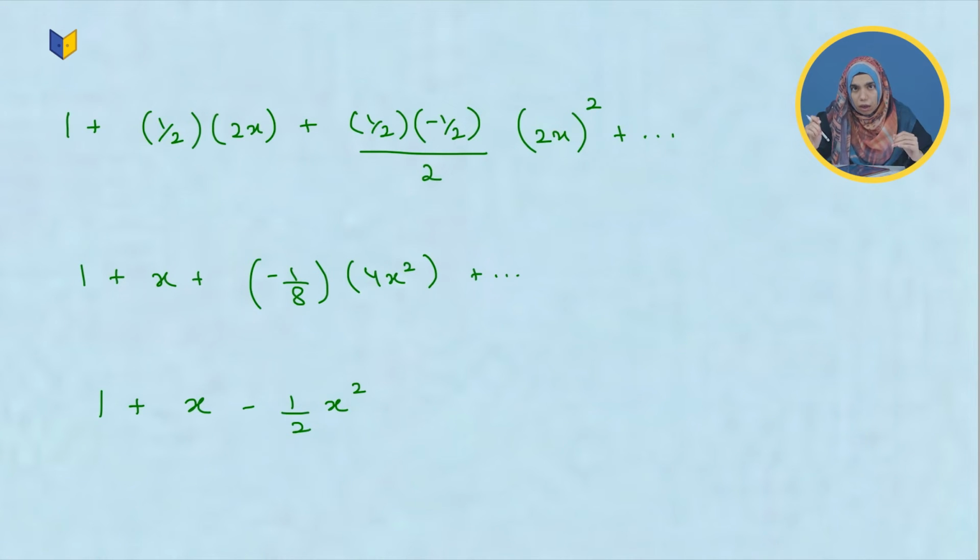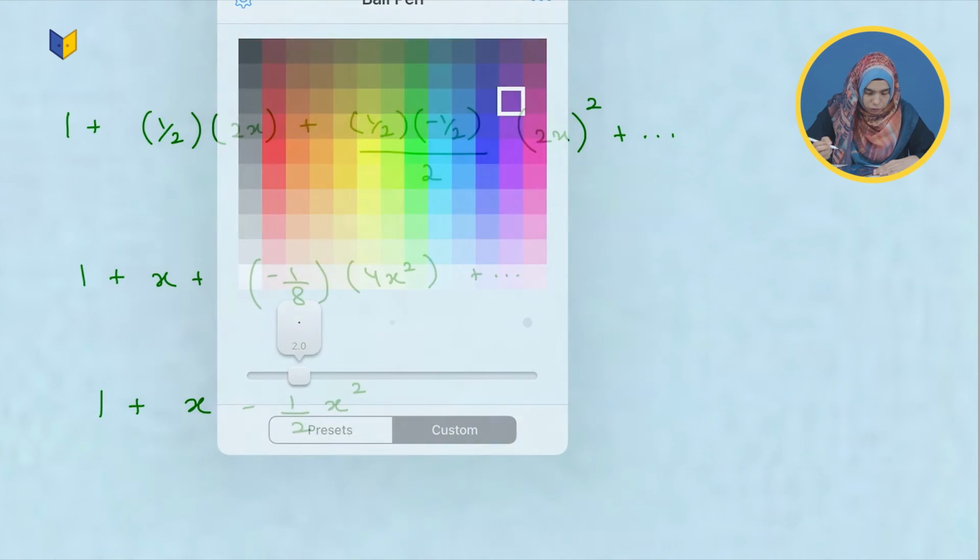Once again, there are more terms. We can find x power 3, x power 4, 5, any power of x, no matter how high it is. But since the question is asking us to find only up till x squared, I'll stop here. Let me also add the validity for this.